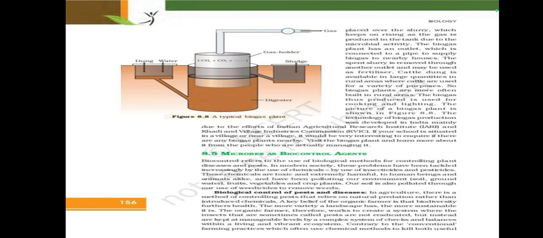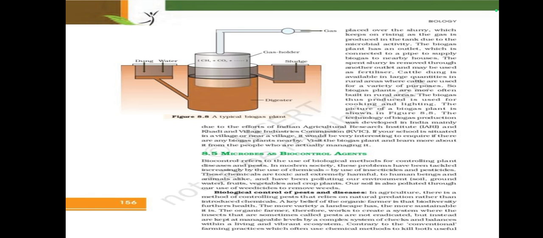8.5 Microbes as biocontrol agents. Biocontrol refers to the use of biological methods for controlling plant diseases and pests. In modern society, these problems have been tackled increasingly by the use of chemicals, by the use of insecticides and pesticides. These chemicals are toxic and extremely harmful to human beings and animals alike and have been polluting our environment, soil, ground water, fruits, vegetables, and crop plants. Our soil is also polluted through our use of weedicides to remove weeds.